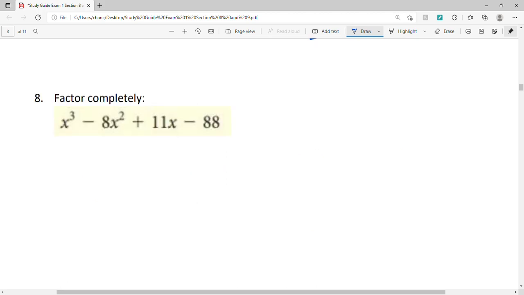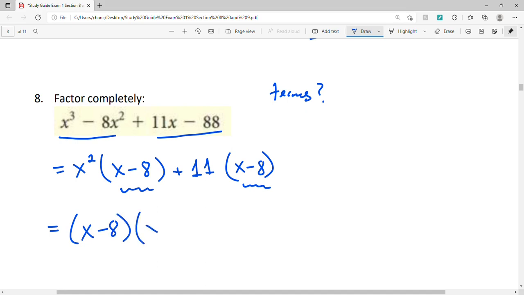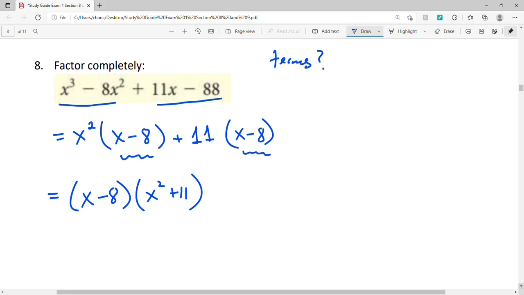In example 8, let's factor completely. We'll ask how many terms do we have in this problem. We have 4 terms. You can see there's 4 terms. That means we have to use grouping. In the first 2 pairs, the common factor is x squared, so we'll factor x squared out to the front, leaving us with an x minus 8. On the right side, we have a common factor of 11, and we'll pull out a positive 11. So that leaves us a common factor of x minus 8. Since both of these have a common factor of x minus 8, we can factor that to the front. So this is x minus 8 times x squared plus 11. And that completes our question. We can go on to the next example.